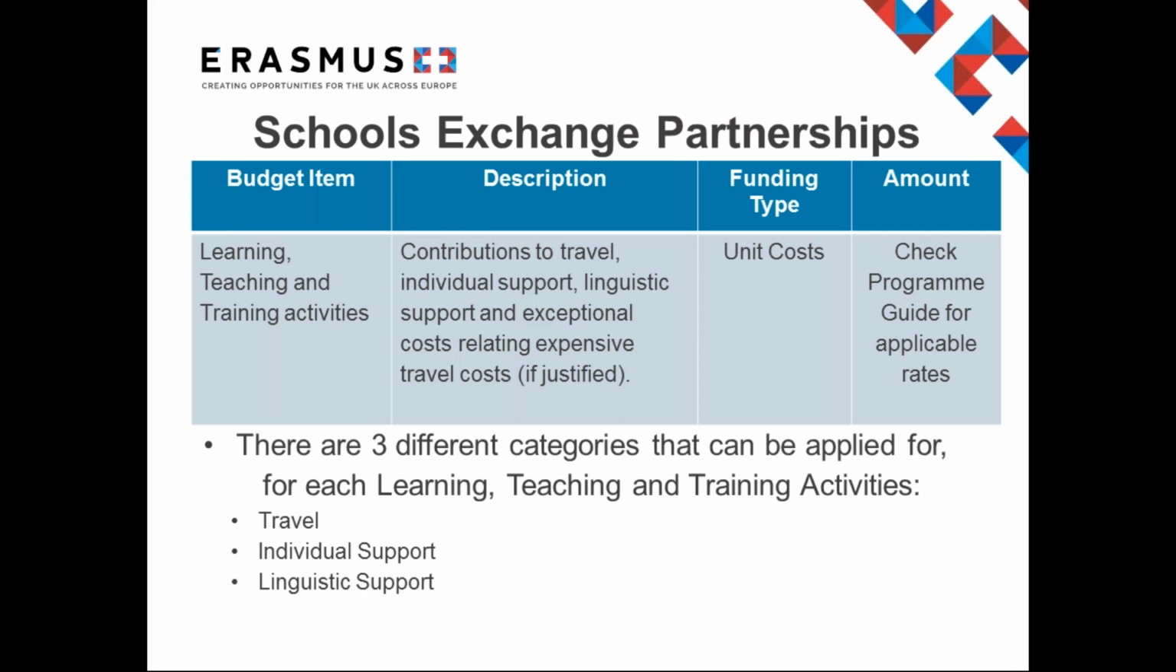Learning, teaching, and training activities will be the main part of your budget and are divided into 3 different categories. So you can apply for travel, individual support, which is subsistence cost, and linguistic support in the case of long-term mobilities. This funding is calculated based on the distance that you will travel, as well as based on the amount of participants that will be traveling.